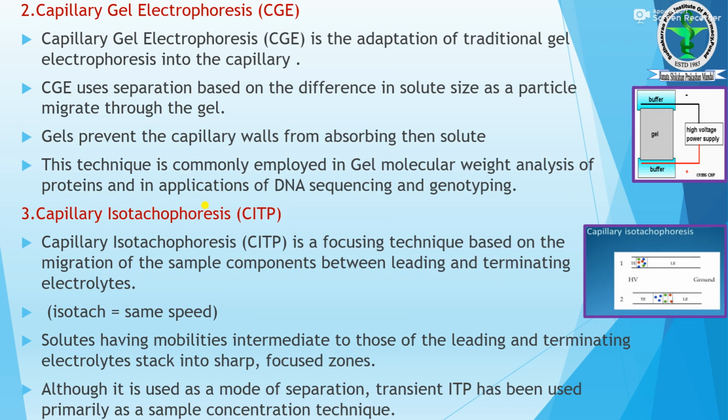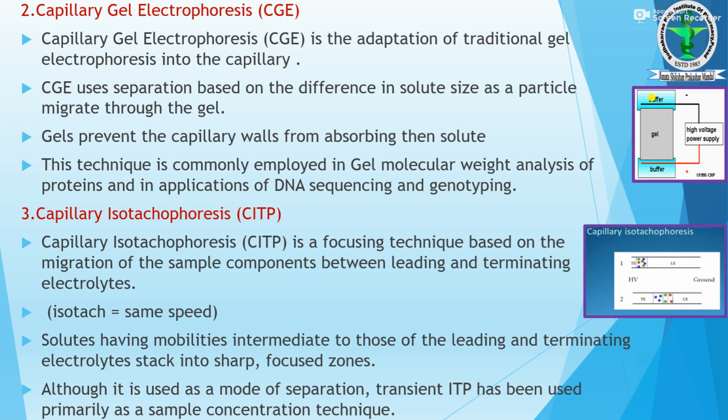Then the capillary gel electrophoresis. In the case of capillary gel electrophoresis, CGE, it is an independent adaptation of the traditional gel electrophoresis. Simply, we include gel inside. Here we have our buffer, and inside it we have applied the gel. High voltage is applied. So capillary gel electrophoresis is the adaptation of traditional gel electrophoresis into the capillary.